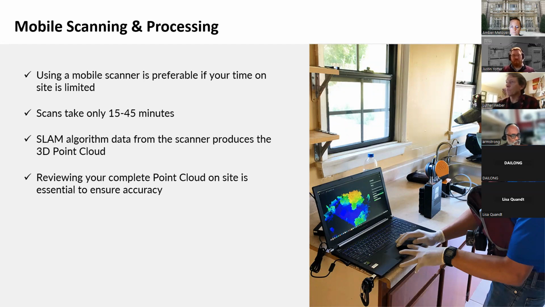Once the scan is complete, you need to use the SLAM algorithm software, which interprets all of the measurements and movement data from the scanner to produce the 3D point cloud. And after the 3D point cloud has been created, you need to review the point cloud to ensure accuracy. Most errors that occur when scanning can be spotted quickly. And as you will see in the coming slides, actions such as rescanning can be taken to ensure overall accuracy of your project after that.